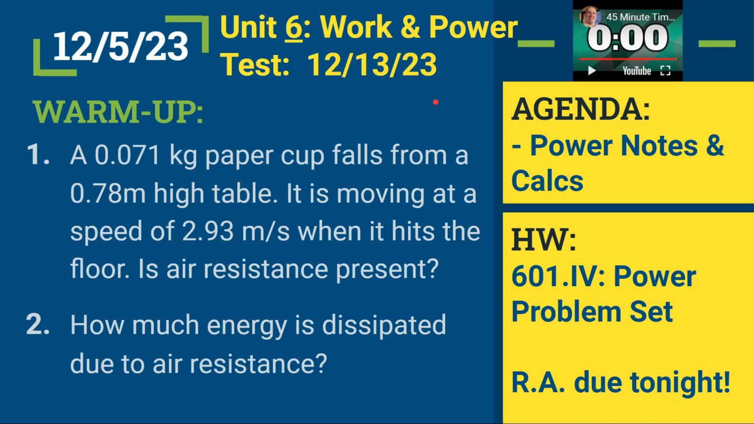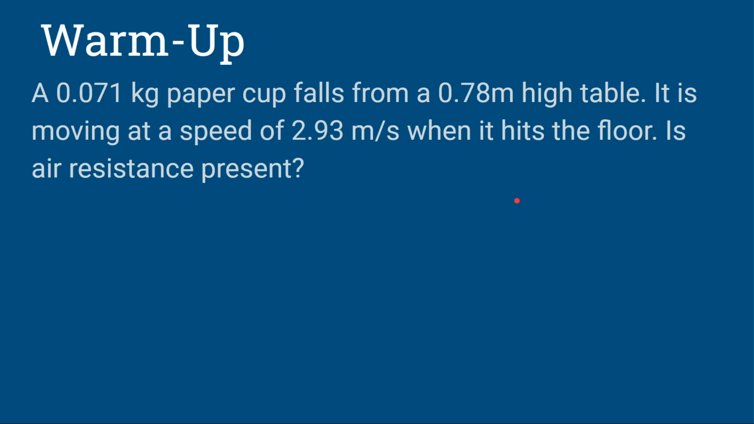up your RA. All right, so for the warm-up question, we're going to start by labeling the information we're given. We have a mass of 0.071 kilograms. We have an initial velocity of 0 meters per second. That's implied by it saying that it falls, so it's falling from rest, as opposed to being thrown or knocked off or something like that.